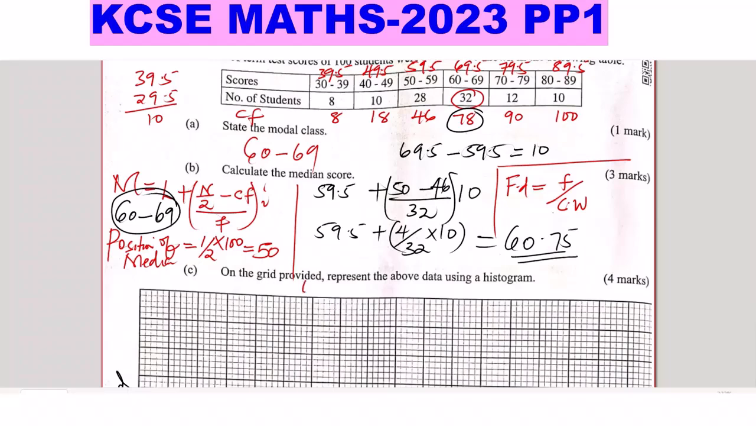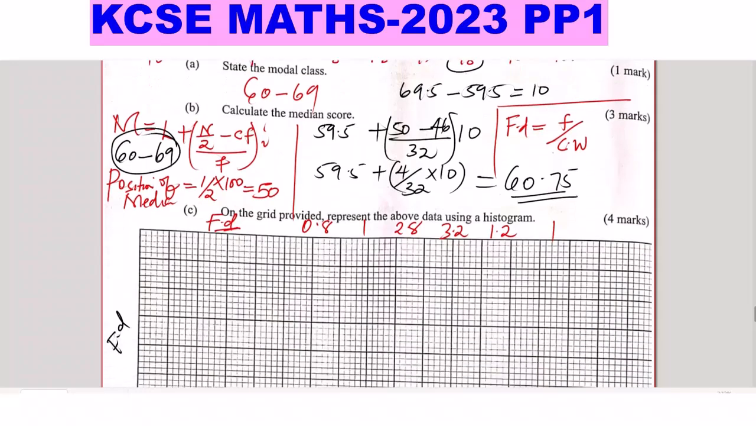So I'll write it down here, 0.8. Now for the second class, the frequency is 10. So 10 divided by 10, that will be 1. The other one is 28 divided by 10. That will be 2.8. Then the other one is 32 divided by 10. That will be 3.2. 12 divided by 10 will give 1.2. Then 10 divided by 10, you get 1. So that is the frequency density for all the classes. You can see the class size is uniform, so you're just taking the frequency divided by the class size.